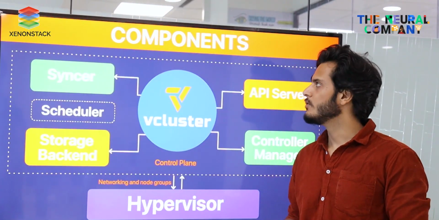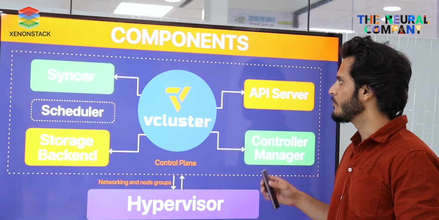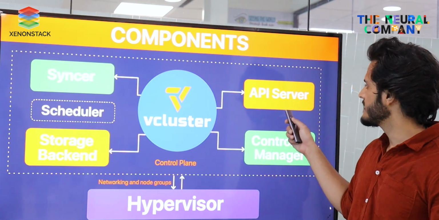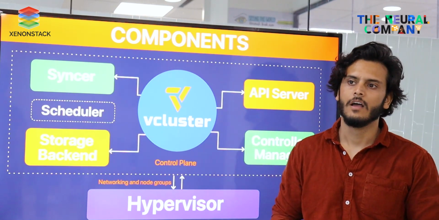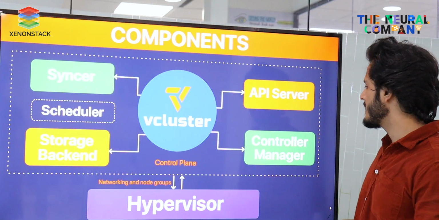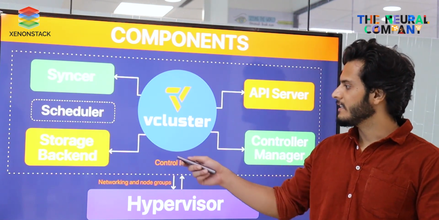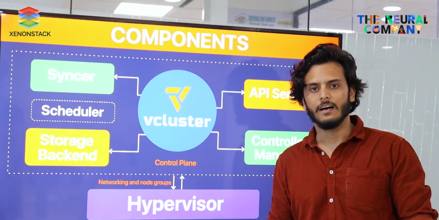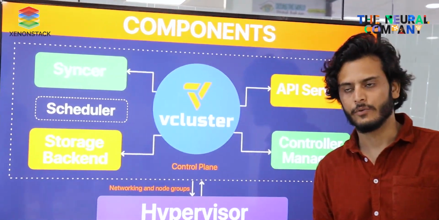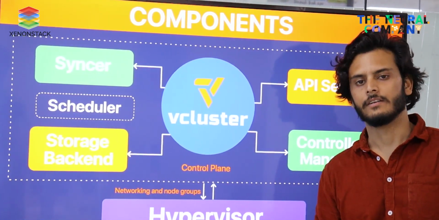Now let's take a look into the components of the virtual cluster. Vcluster has the Kubernetes components: the API server, which is responsible for API calls made to the cluster; then the controller manager, which is responsible for maintaining the desired state; then a storage backend like etcd, SQLite, MySQL; and optionally a scheduler, which is responsible for scheduling the pods and all the resources.